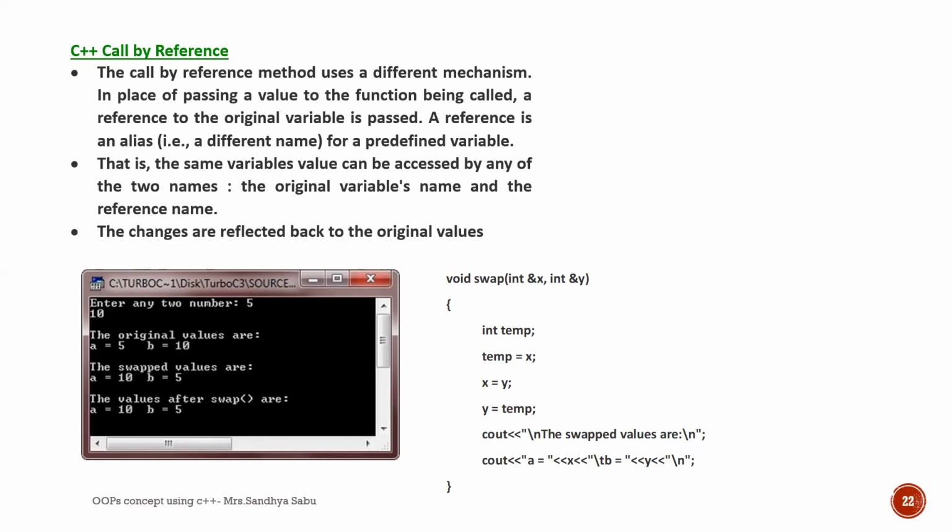How can I identify that it is call by reference? Using this ampersand symbol. Whenever I declare a variable with the help of the ampersand symbol, that is the by reference method. Okay.